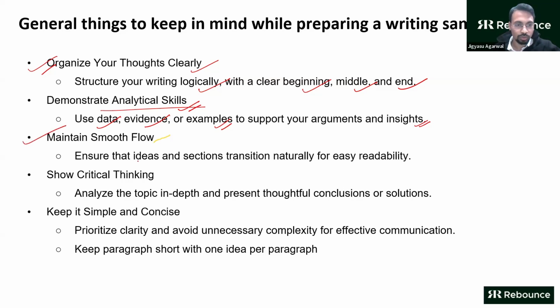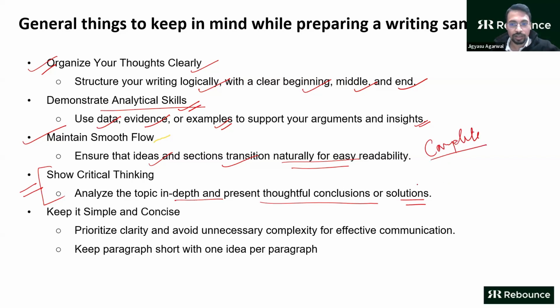Third is maintain smooth flow. So ensure that the ideas and sections transition naturally for easy readability. Fourth, show your critical thinking. So analyze the topic in depth and present thoughtful conclusions and solutions. Now here it is important that you, number one, choose the right topic, which we will discuss as we go ahead. And whatever topic you are choosing, the idea is not to make it complete. When you try to make it complete, maybe you will try to introduce all the dimensions, and you cannot afford to do that. Make it comprehensive. Comprehensive means you will talk about maybe 4 dimensions, but you will discuss them in proper depth so that at least something specific is coming out. We will discuss it as we go ahead.